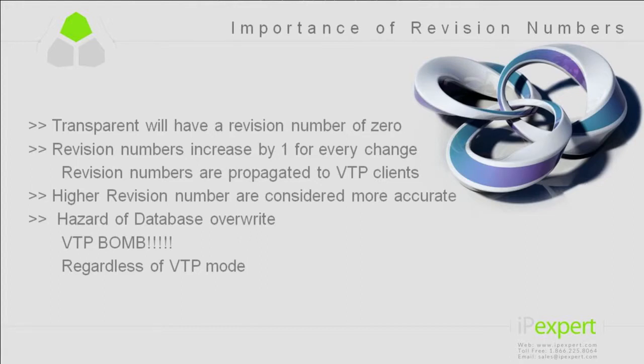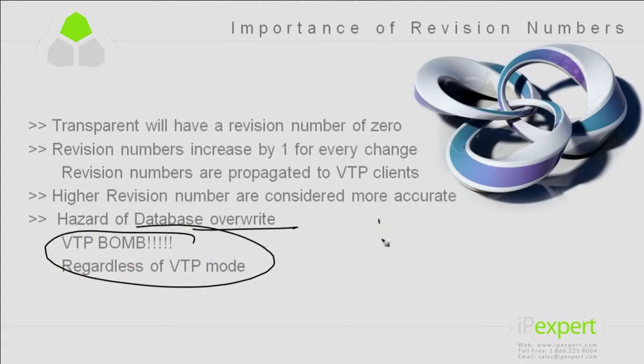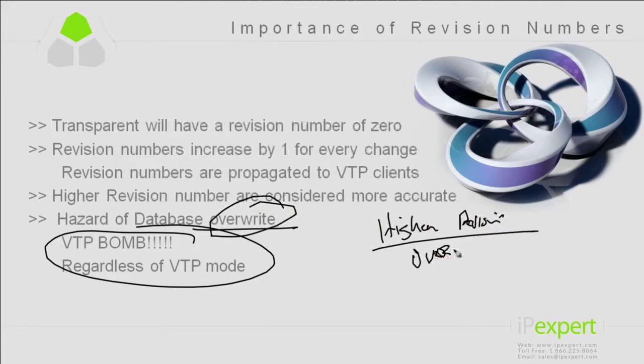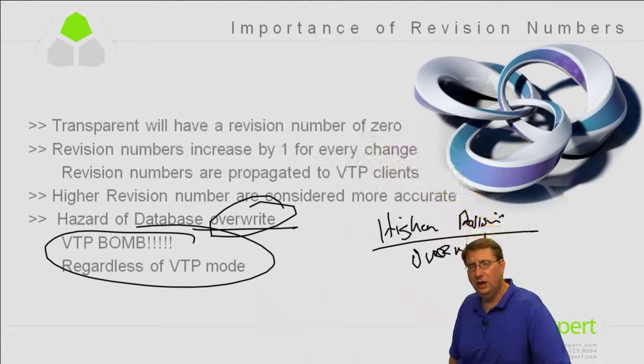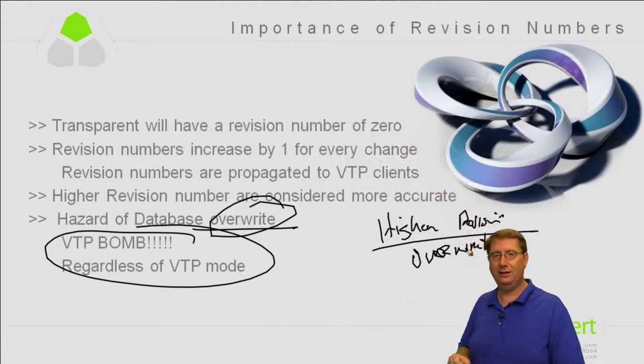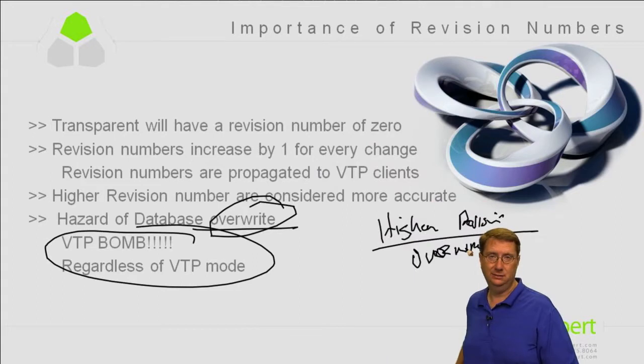So keep in mind the idea of this VTP bomb. All it really implies is that, based on a higher revision number, we have the capability of overriding the database. And the single point of confusion for most students is the fact that we have the capacity to overwrite the database even if we're a client. Because remember, we're still going to be sending information out.